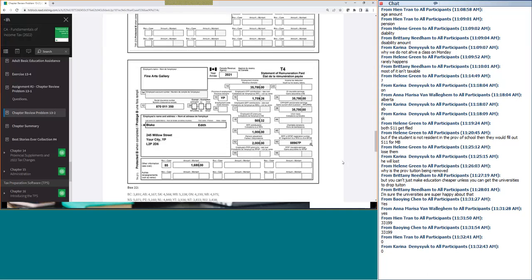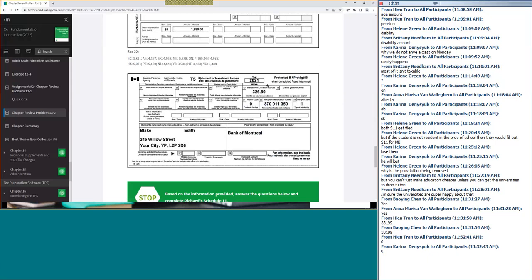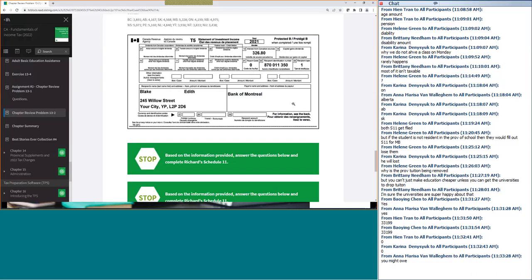And then we have Edith's T4 here as well, and we have some interest income for her. As soon as you see lots of interest income, what conversation might you have with Edith? Get that money off. You might owe. Even if you don't owe, let's make it not taxable if we can. Let's see if you have a place to put it, like, oh, I don't know, a TFSA would be nice.